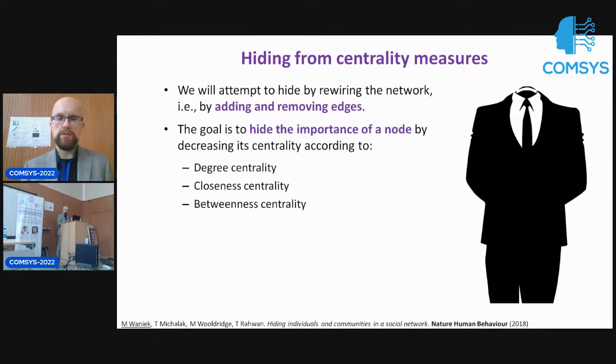So the goal is to hide our importance from degree, closeness, and betweenness centrality. However, if this were the entire problem, it would be fairly simple to solve, right? I can just disconnect myself from the network completely, and then I will seem completely unimportant. However, in most cases, I am still interested in participating in the activities of this network, all right? So I still want to be connected to this network. So in order to model this, we need to have some counterbalance to the centrality.